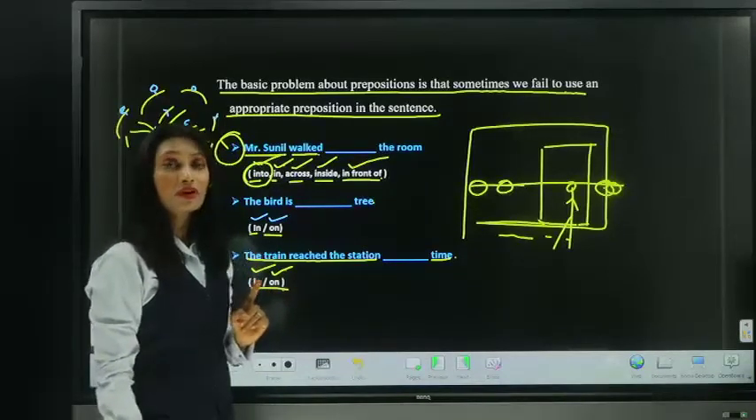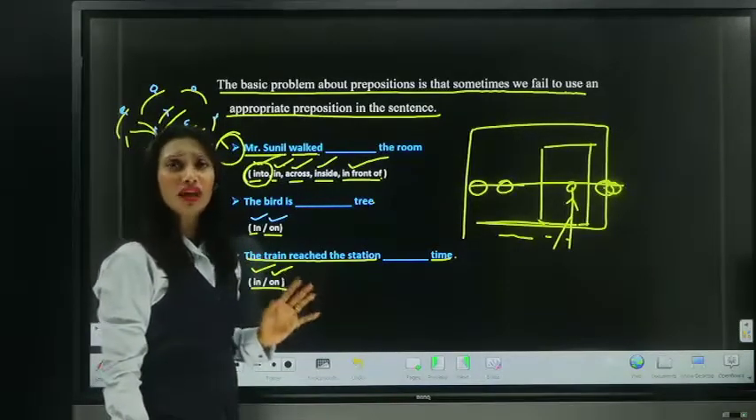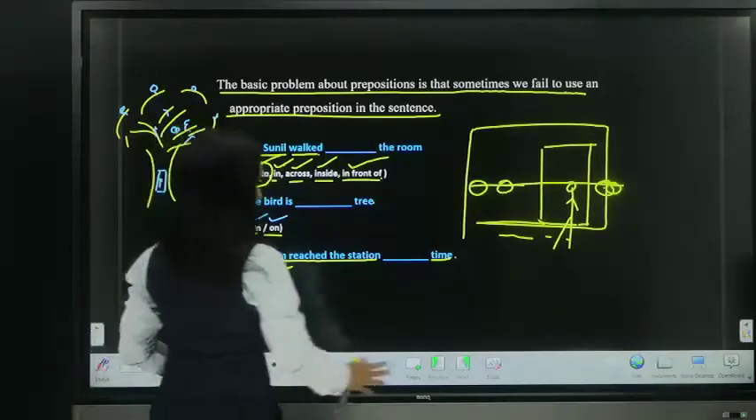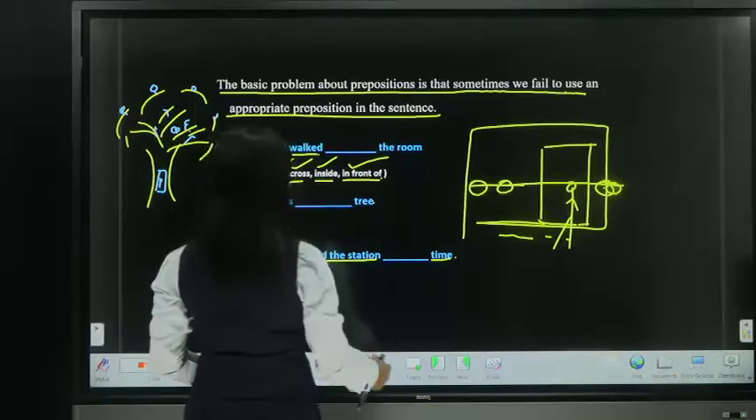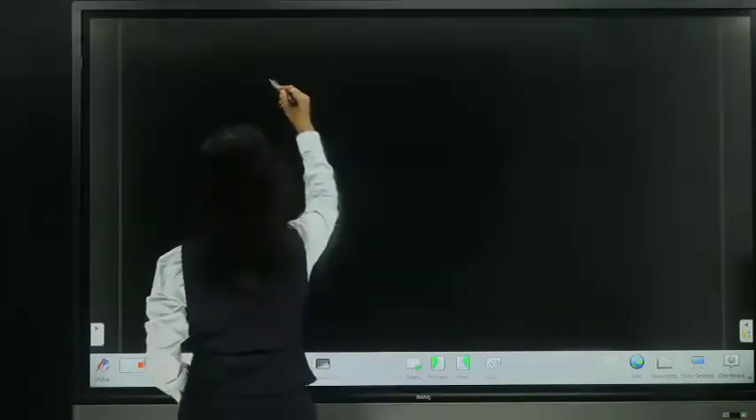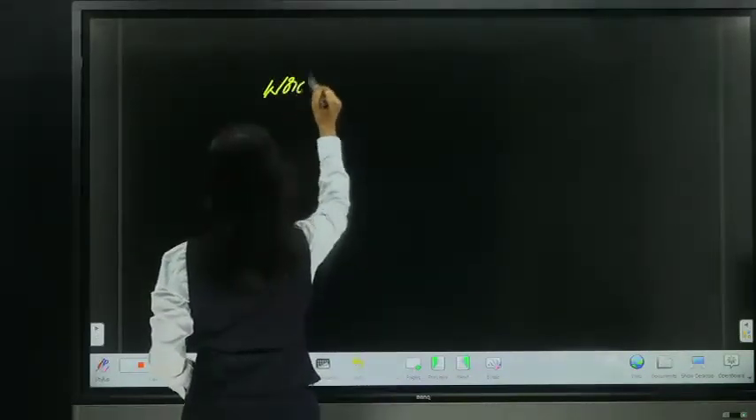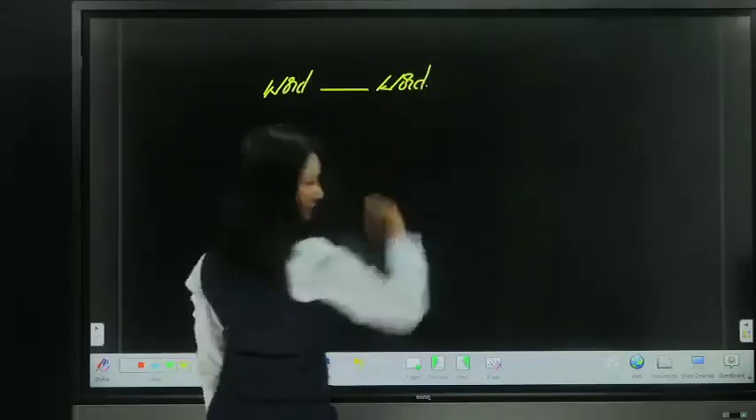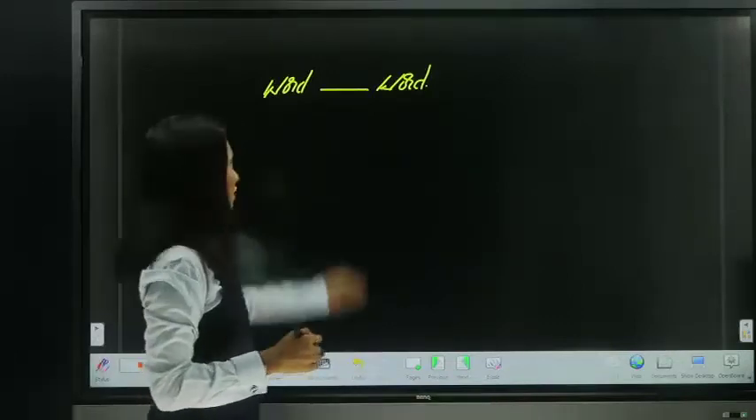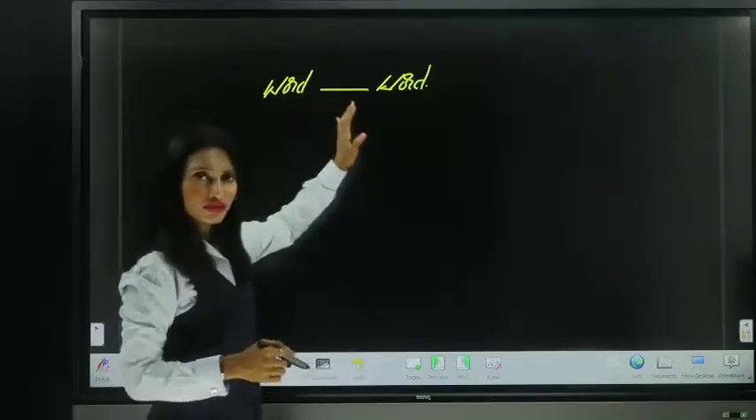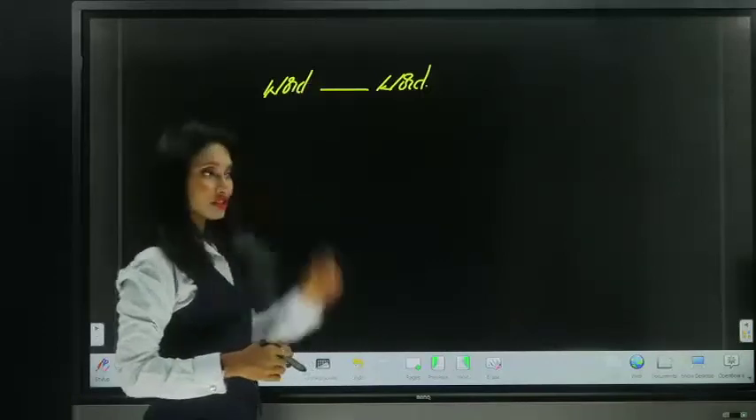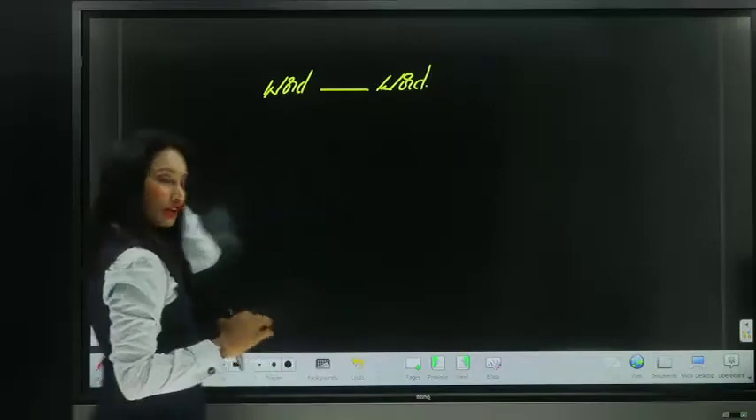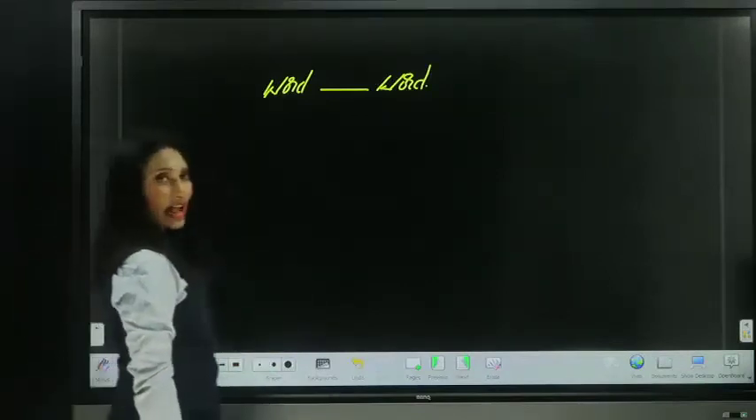So do remember, do not ever translate prepositions word for word. Let me give you this exercise again. Do not ever translate prepositions word for word into your mother tongue. Do not translate prepositions word for word into your mother tongue. So fill that. Take any preposition. What do you think can fit that? Blank. Do not translate prepositions word for word.